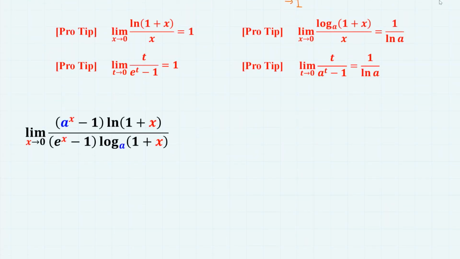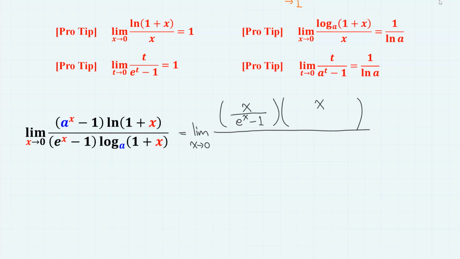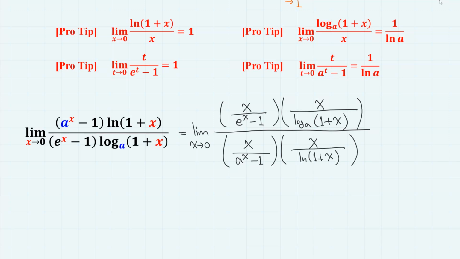Therefore, if we apply these properties to our problem, we first write the function as x divided by e to the power of x minus 1 here, then x divided by log base a of 1 plus x here, then x divided by a to the power of x minus 1 here, and then x divided by ln 1 plus x here. Then, on the numerator, we have 1 times ln a, and in the denominator, we have 1 over ln a times 1. So we obtain ln a squared.